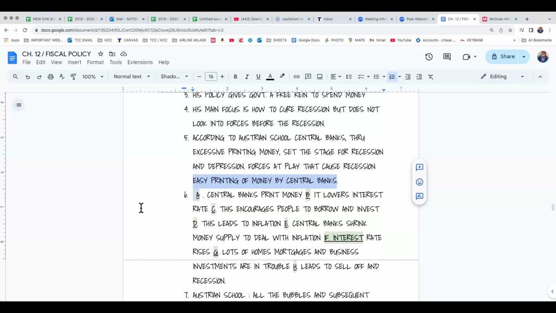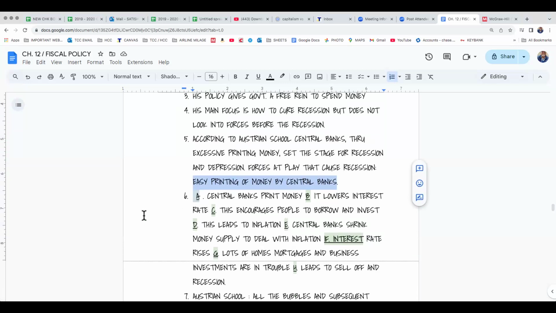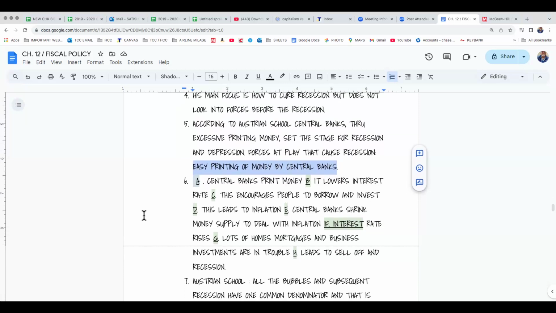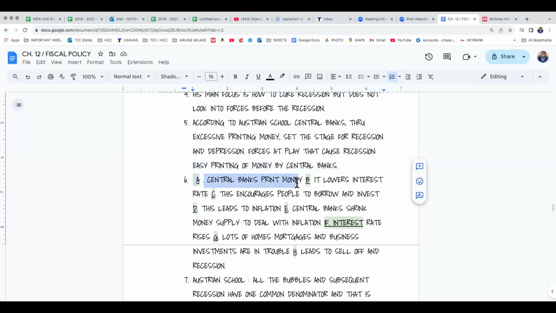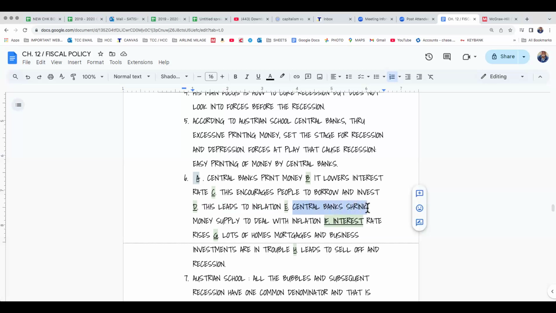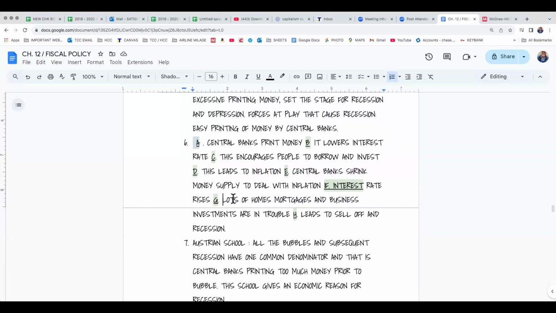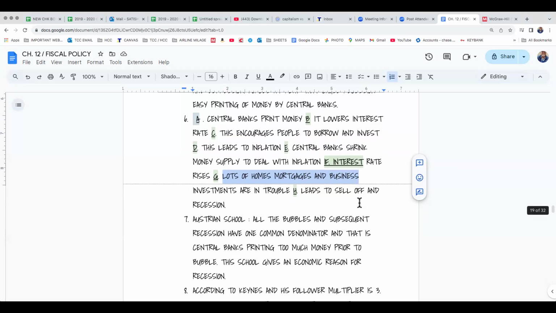So here's the process. I have A, B, C, D, E, how this mechanism plays out for recession. A, central banks print money. B, it immediately lowers interest rate. C, this encourages people to borrow and invest. D, this particular step leads to inflation. When the inflation is high, central banks get scared and then they shrink the money supply to deal with the inflation. When they shrink the money supply, interest goes up. Now, a lot of homes, mortgages, and business investment are in trouble because they were based on lower interest rate. Now they have to pay higher interest rate. And this leads to sell-off and recession.